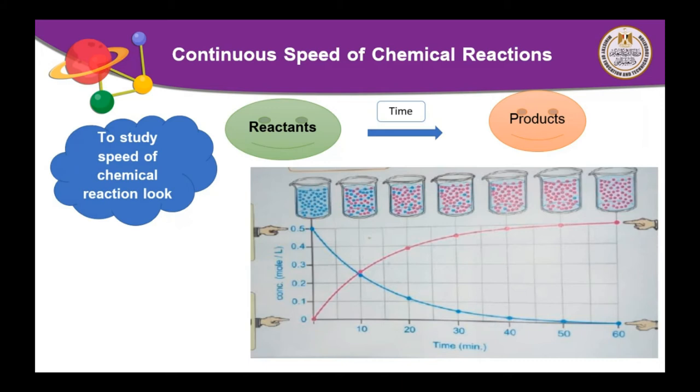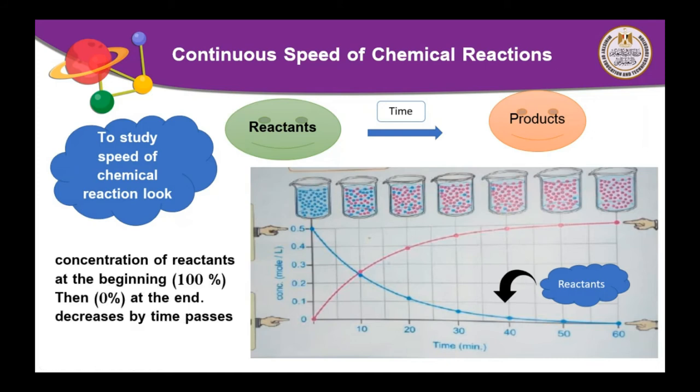This graph consists of two axes, y-axis and x-axis. And we have two graphs, two curved lines. One of them is red and the other is blue. Blue represents reactant, while red represents product. At the beginning of the chemical reaction, we know that the concentration of reactant equals 100%. And the concentration will decrease until it becomes 0 at the end of the chemical reaction.